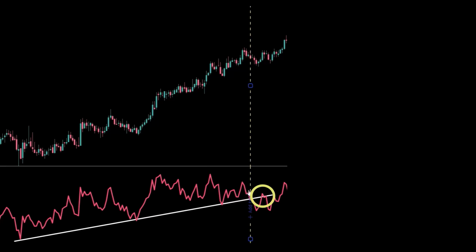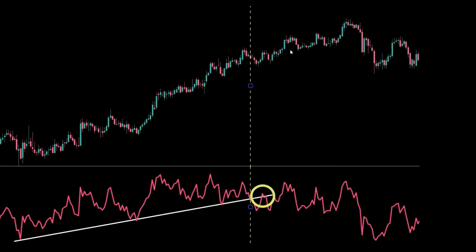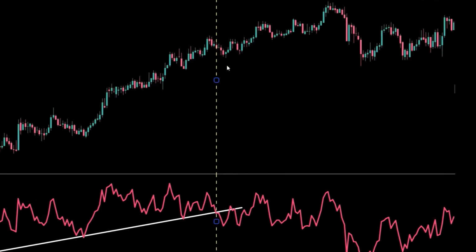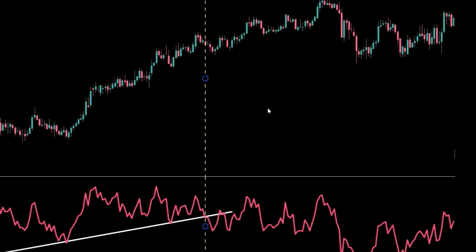When this break happens, the price chart may still look strong. The candles may still be moving in the same direction, and many traders may believe the trend is still healthy. However, the RSI is already showing a change. The break of the RSI trend line suggests that the momentum behind the move is starting to weaken. This does not always mean the market will reverse immediately. Instead, it acts as an early warning.